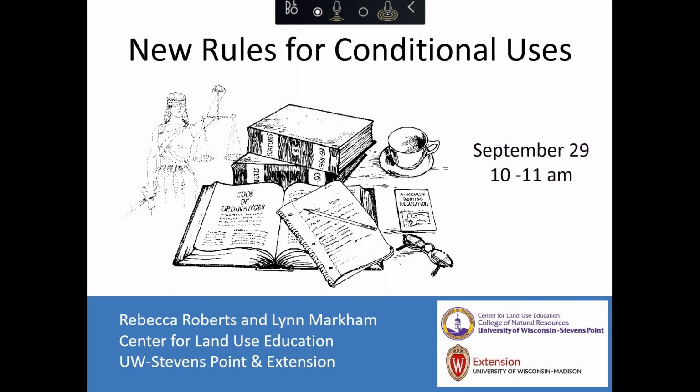When deciding on conditional uses, people must follow Wisconsin statutes, state law, which are the thick books shown in the back, as well as their local zoning ordinance shown up front. Then there's a notebook shown for capturing your thoughts about the evidence presented during a hearing and whether it meets the legal standards, plus any conditions you might want to add.